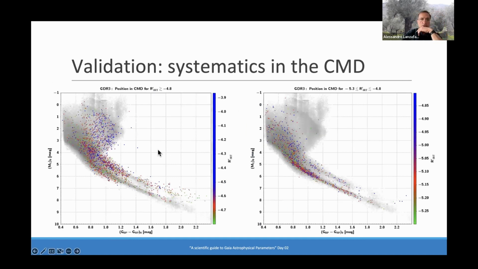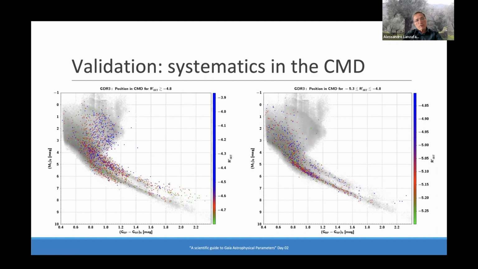Why do I say that those stars correspond to accretion or high chromospheric activity? Because if you consider the position of these values in the color magnitude diagram, for clarity I had to bin the data in R prime IRT greater than minus 4.8 or less than minus 4.8, and I had to take a random sample because otherwise you would see nothing.